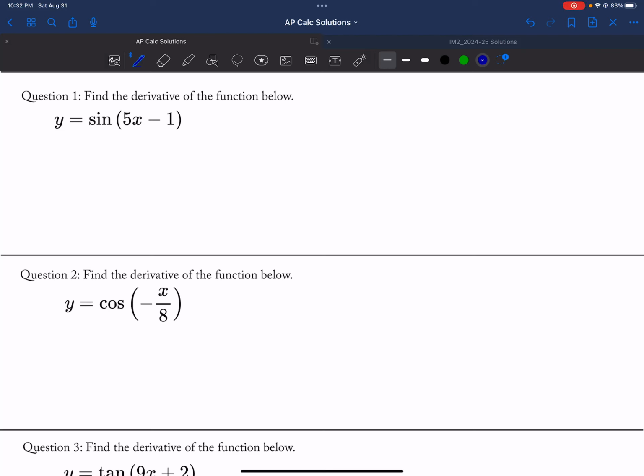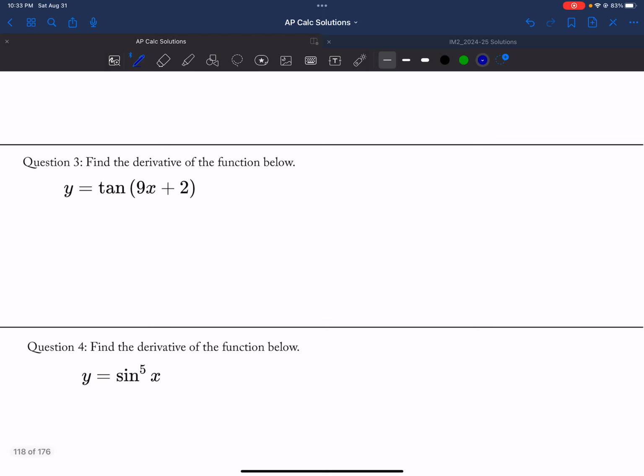All right, so let's go ahead and take a look at all the odd-numbered questions. So my y prime is the outside function derivative, so that's cosine of 5x minus 1. And then we're taking the derivative of 5x minus 1, which is 5. So we take the derivative of the inside function afterwards.